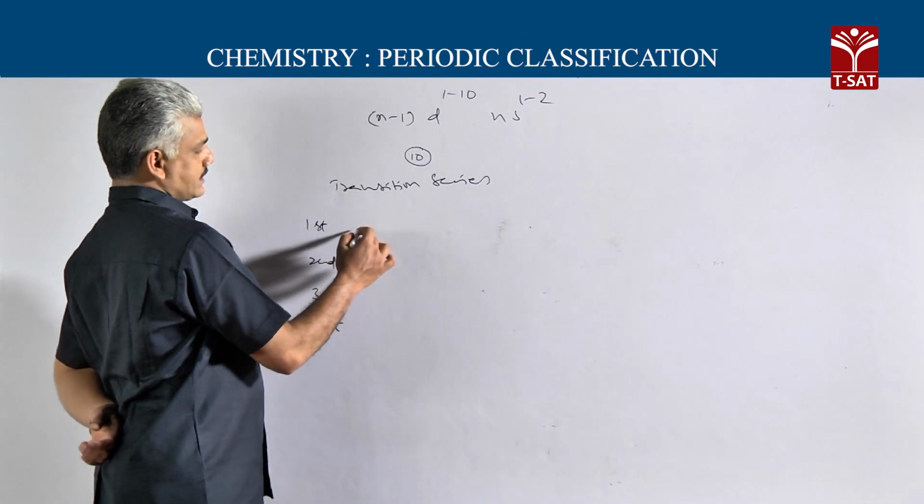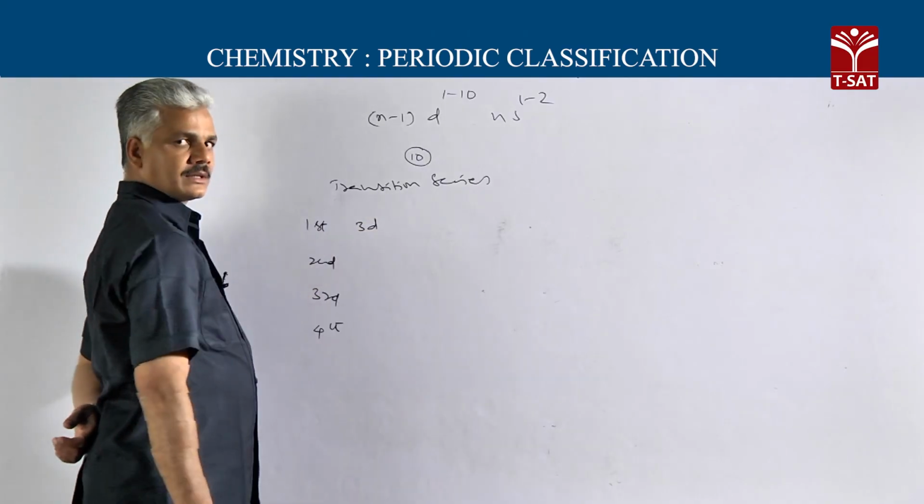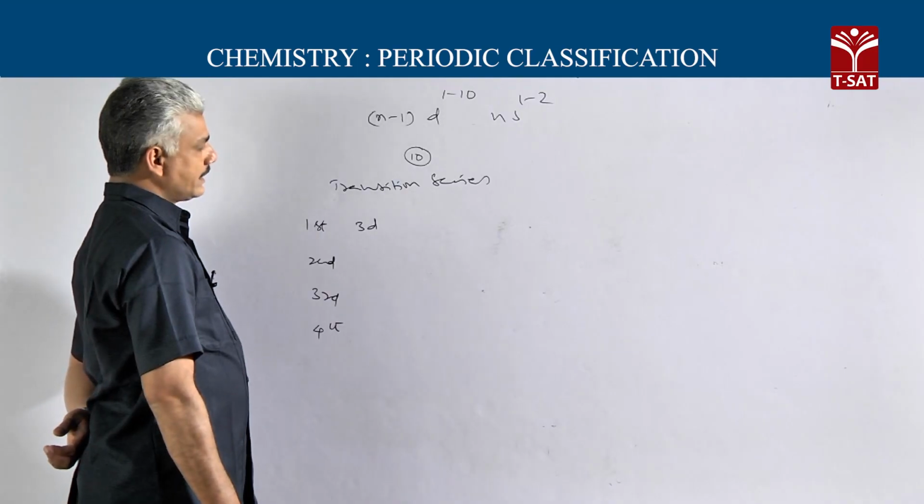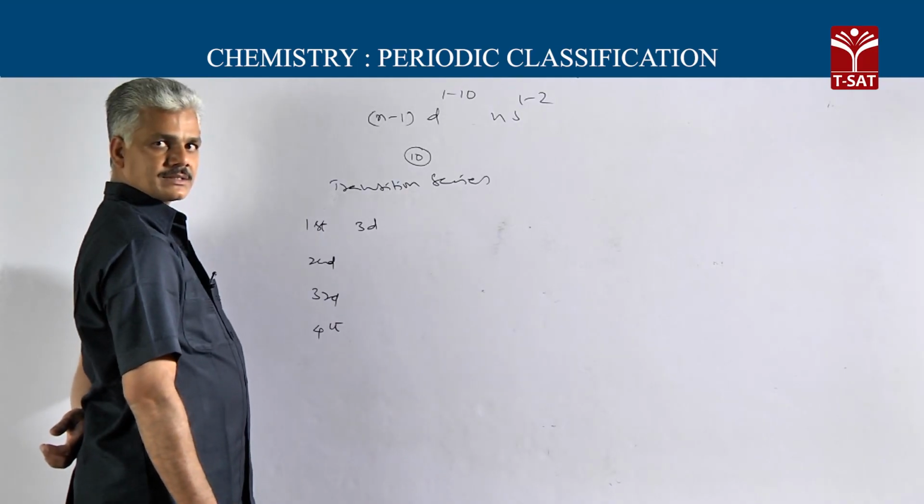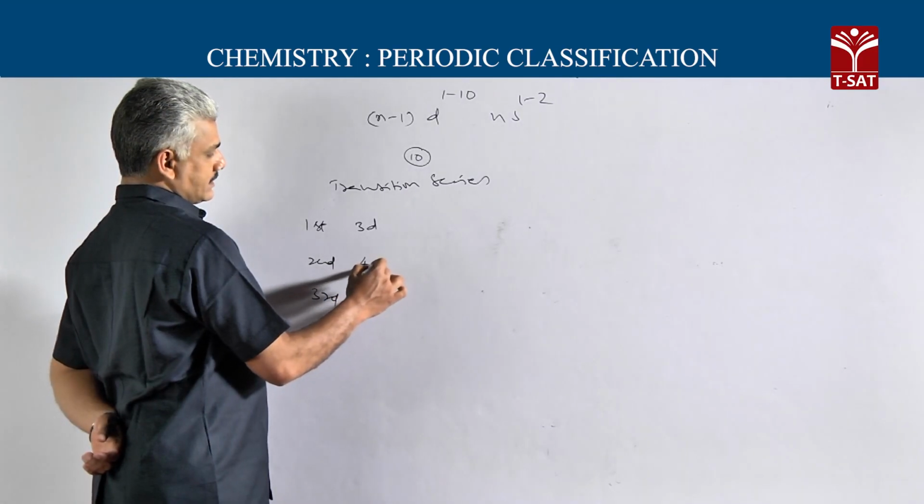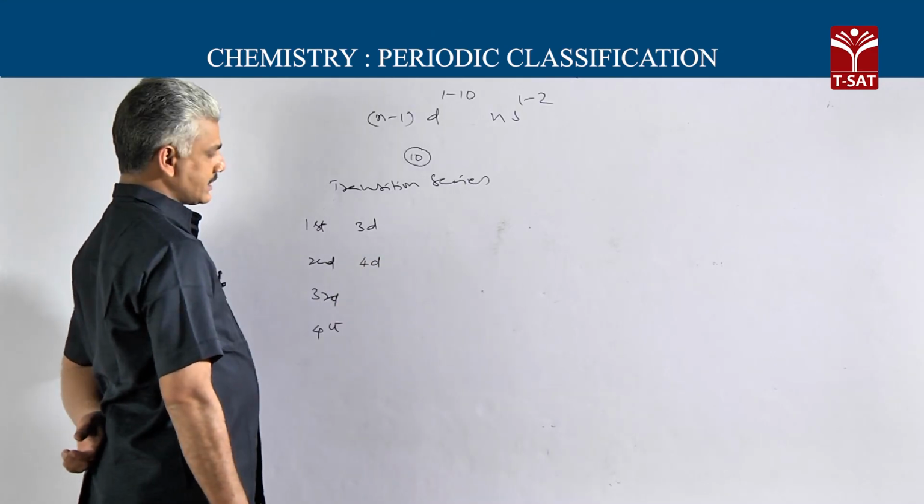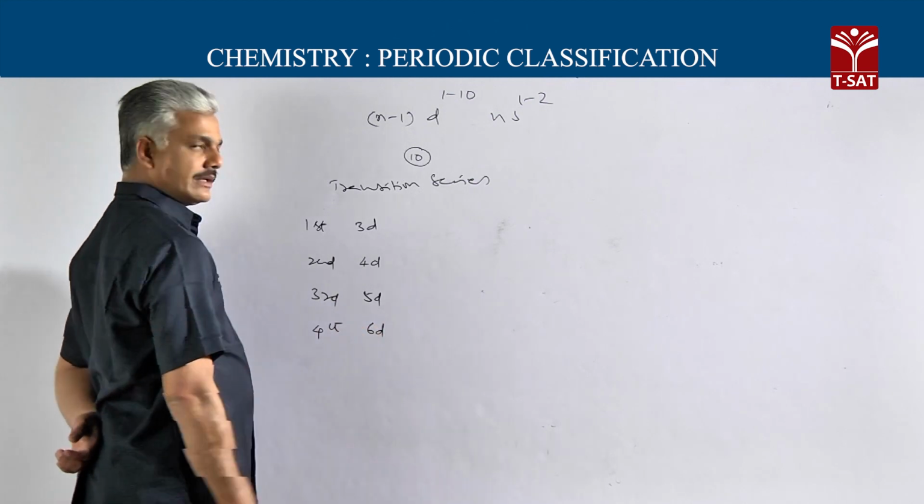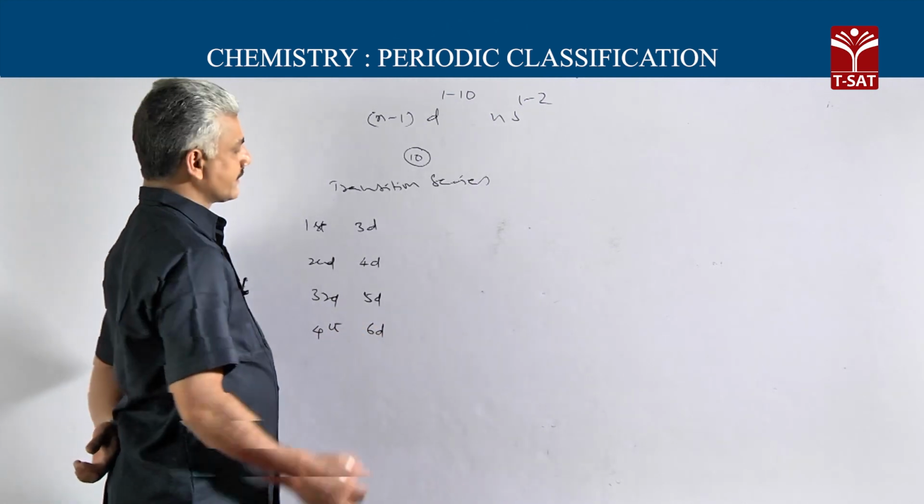The first transition series is also called the 3d series because 3d orbitals will be gradually filled with electrons. The second transition series is also called the 4d transition series, then the 5d transition series and 6d transition series.